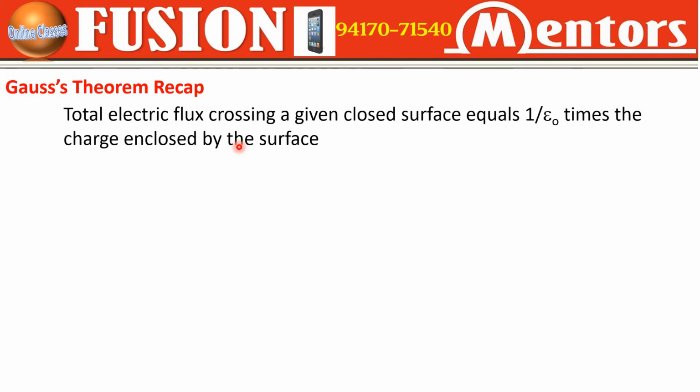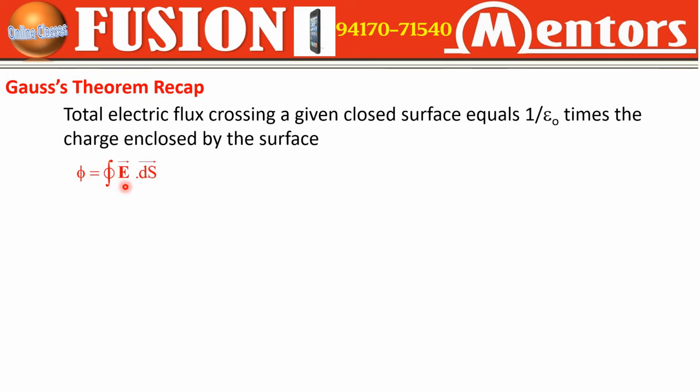Now we will switch over to Gauss's theorem. First of all, a quick recap. According to Gauss's theorem, the total electric flux crossing a given closed surface was equal to 1 by epsilon times the charge enclosed by the surface.